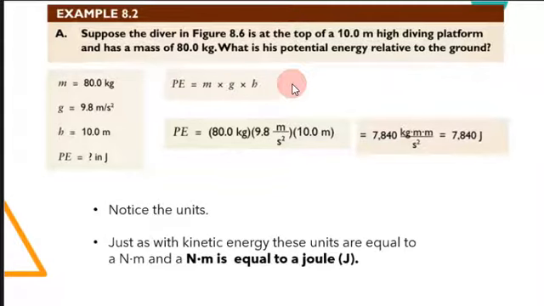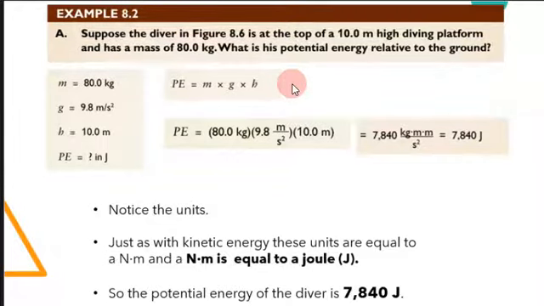7,840 joules. Just as with kinetic energy, these units are equal to Newton meters, and a Newton meter is equal to a joule. You got it. All right, that's part A. The potential energy of the diver is 7,840 joules, or 7.84 kilojoules.